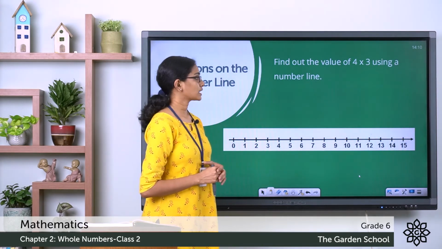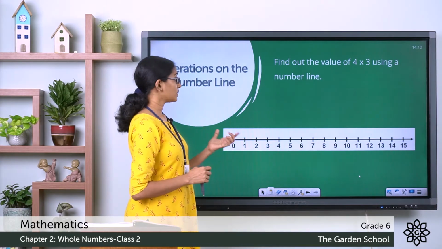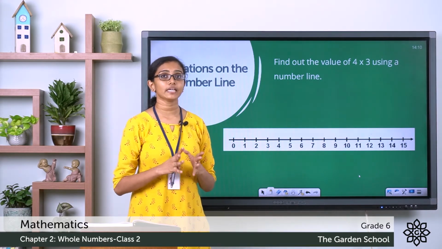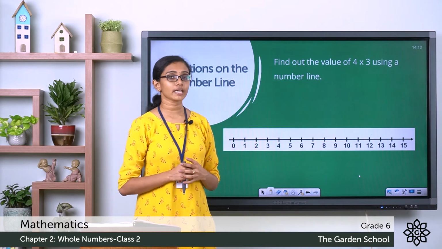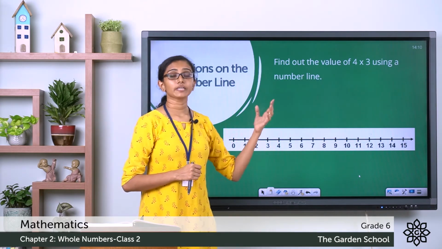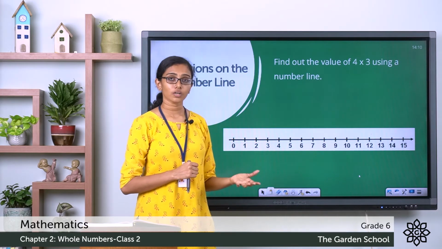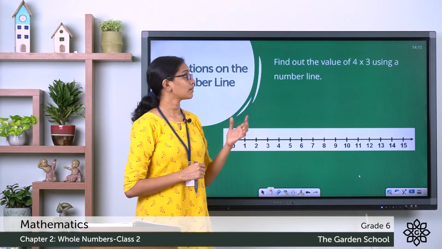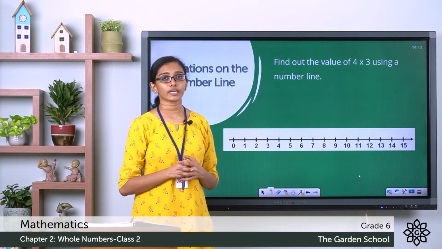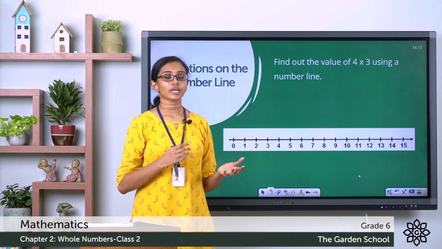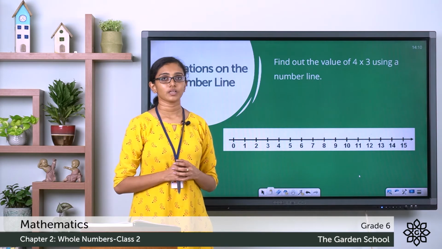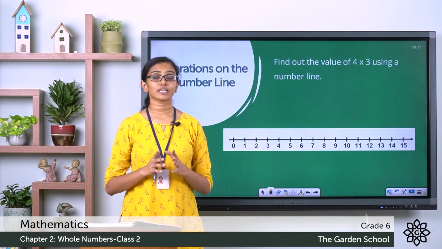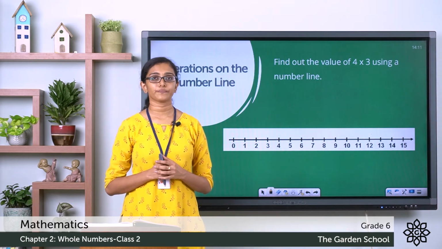So 4 times 3. We are going to repeatedly add this number 4 or 3. Either we can add the number 3 repeatedly 4 times or we can add the number 4 repeatedly 3 times. Right? 4 times 3 and 3 times 4 give you the same product. So we can solve this question in two ways. Let's see the first way.